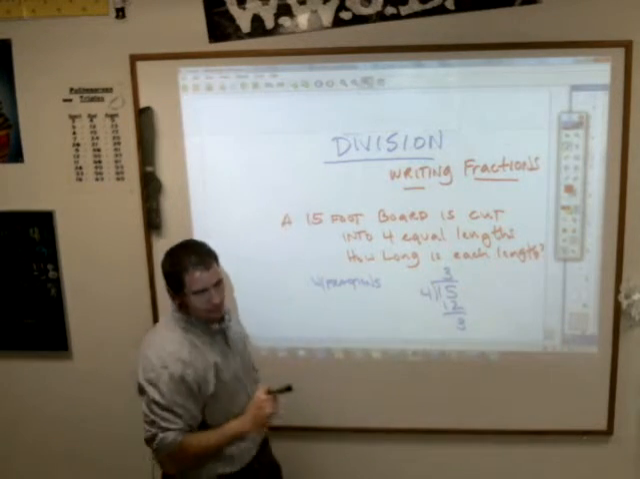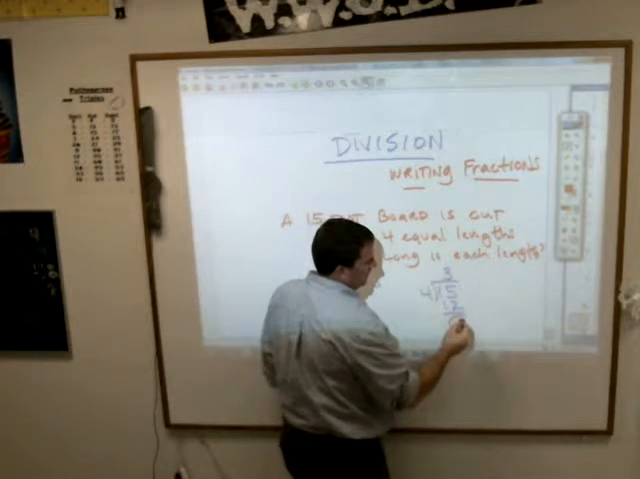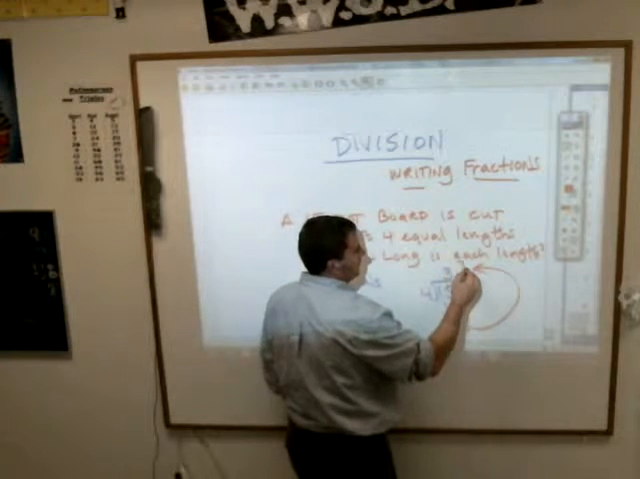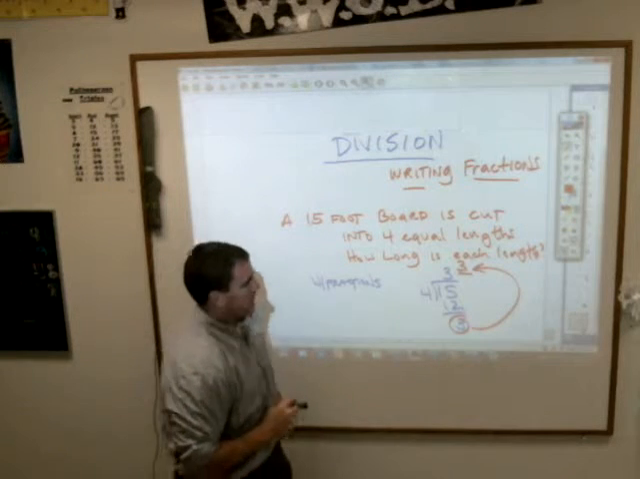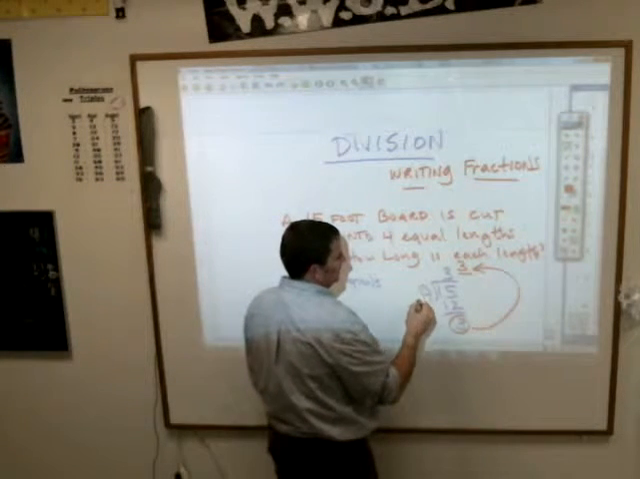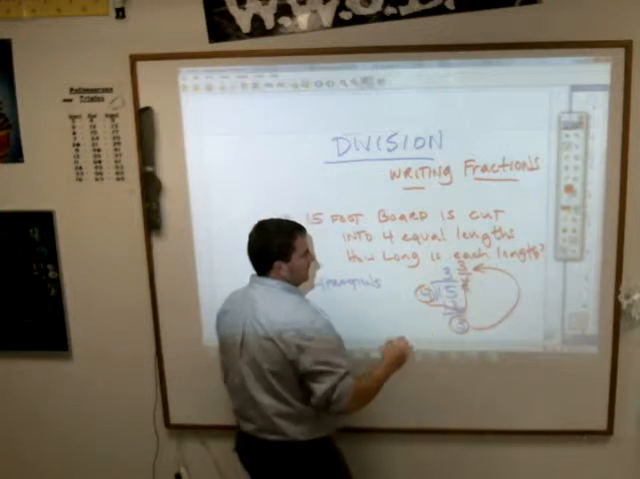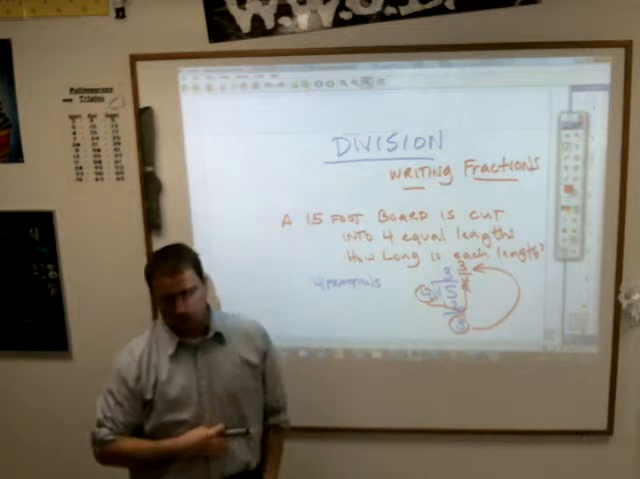Do you remember as a review here, Grace? You put the leftover one on top of the fraction. The remainder goes on top of the fraction, and what number goes on the bottom? Sam? 4. Yeah, the outside number goes on the bottom. Now Evan can cut a board 3/4 of a foot because we can measure 3/4 of a foot.